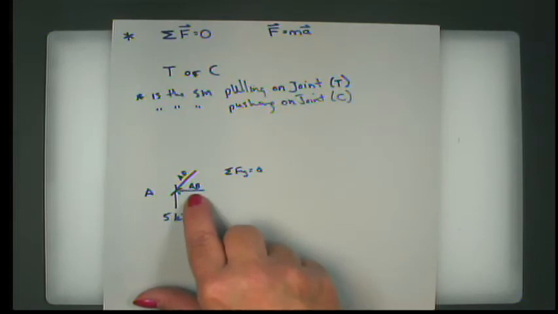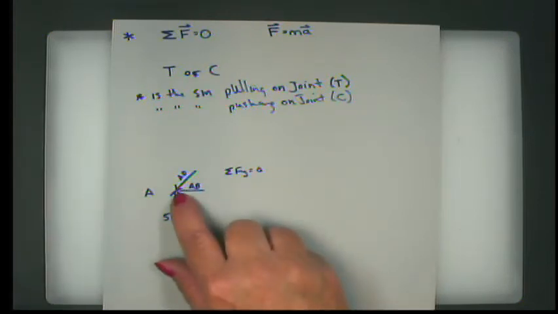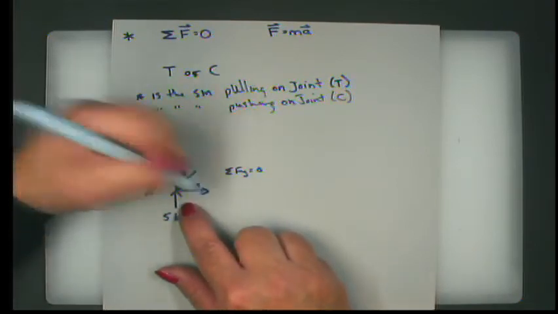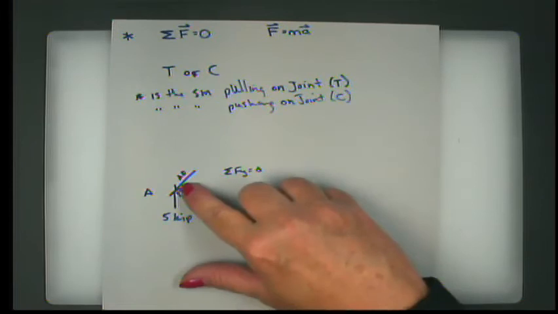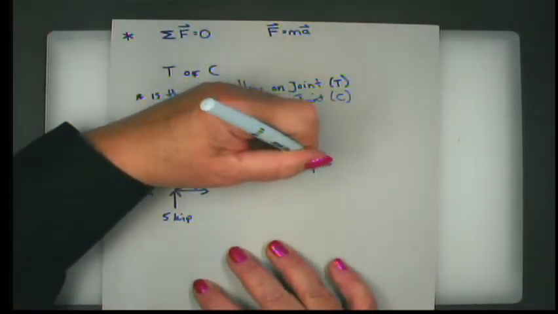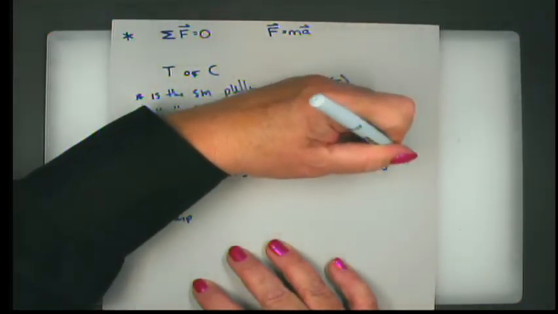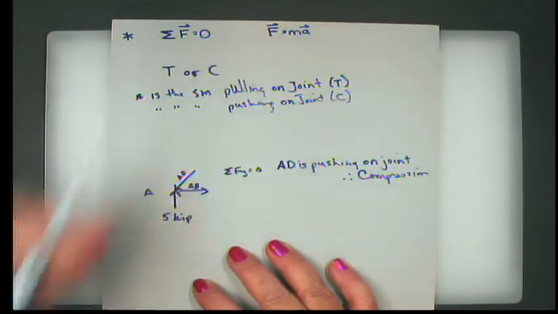All right? Then what about AB? Well, there's no horizontal component here. AD is the only one that has a horizontal component. So if this is pushing to the left, or the negative x direction, what does this have to be? To the right, correct? So it looks like that. All right, now we're going to leave off in just a moment here, but I want to describe what this means. AD is pushing on the joint. And that means it has to be in compression. Therefore, AD is in compression.